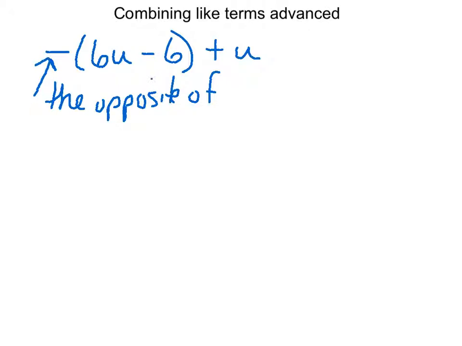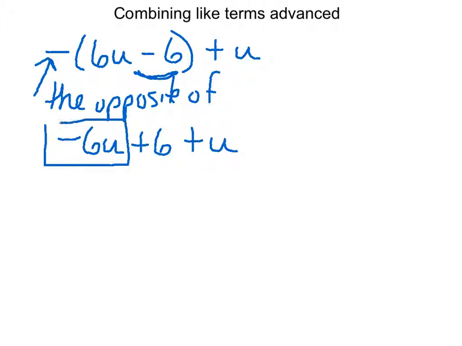So the opposite of 6u is negative 6u. The opposite of negative 6 is positive 6. Now we don't need the parentheses anymore, and that's golden. Once you don't have any parentheses, all you have to do now is try to isolate different terms that are the same type. So we're going to put our u's in boxes. We have a negative 6u. Is there anything else that needs to have a box around it?